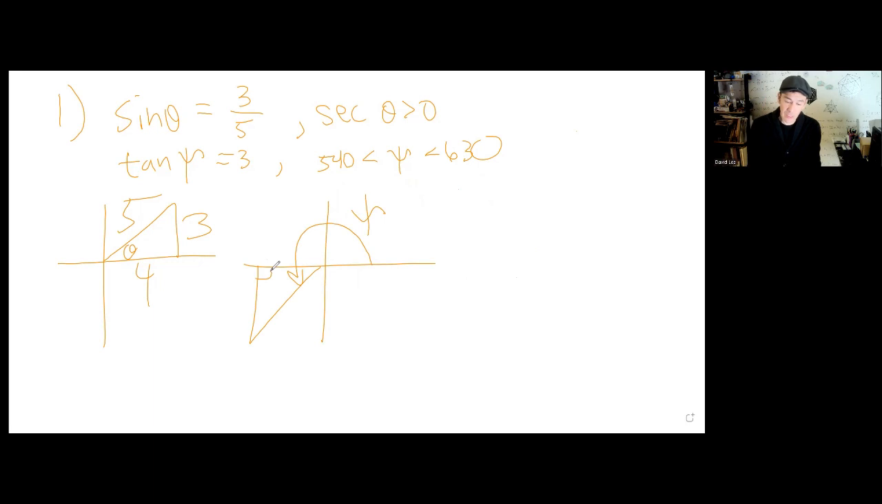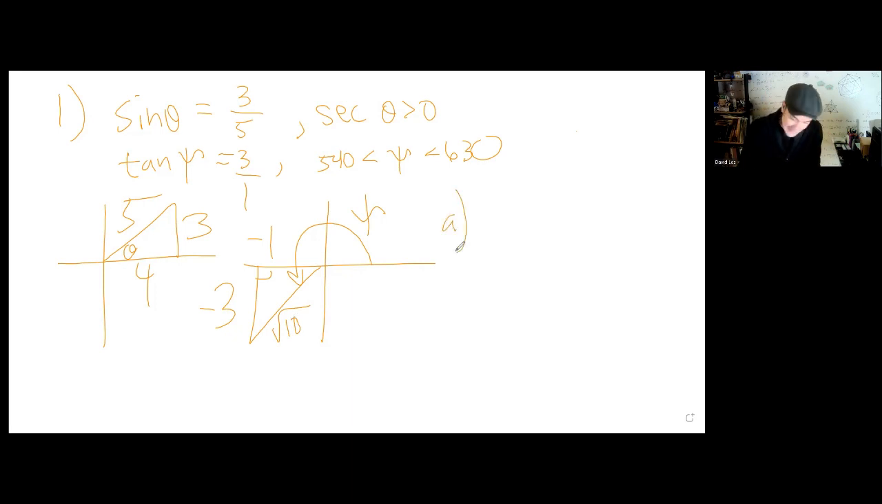And then tangent psi is 3 over 1, right? You can put a 1 in the bottom. Tangent is opposite over adjacent. They would both be negative because you move left and down. Pythagorean gives you square root 10 for the hypotenuse. Now we can begin part A.